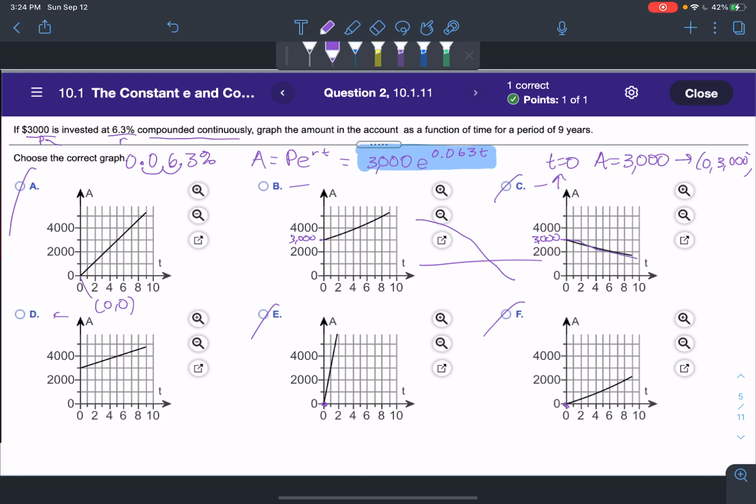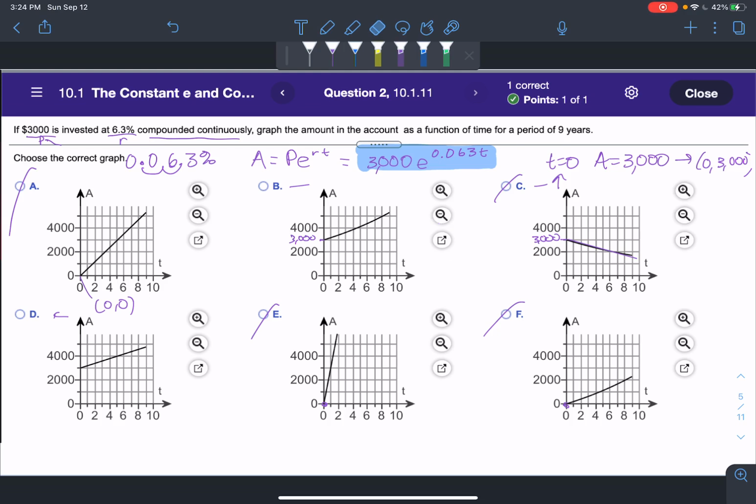That means as time goes on, my amount actually goes down, which doesn't make any sense, because if we have compound interest, that means that I should have more money as time goes on. So we can throw C out, and so now it just comes down to B and D.